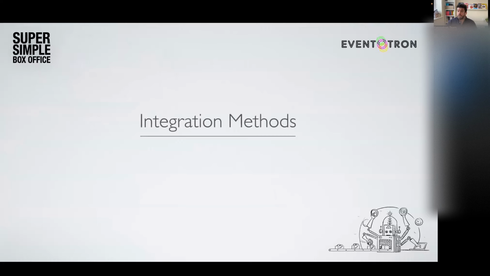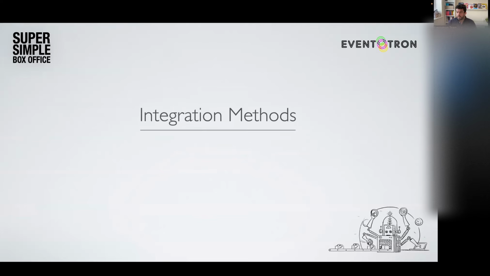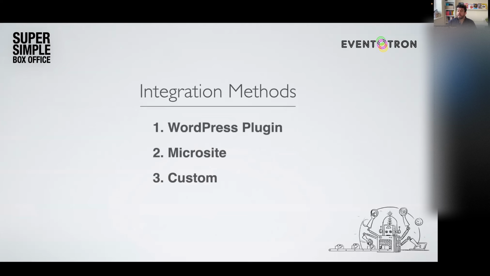So how do you get Supersonic Box Office up and running for your organization? 3 ways really. The main one is the WordPress plugin. If you have a WordPress website, we send you the plugin, you install it, and you're off and running. If you don't have a WordPress website, we can set you up a microsite, which basically means we'll host a WordPress site for you. We'll make it look as much like your existing site as possible.